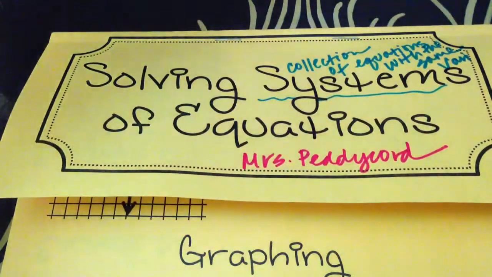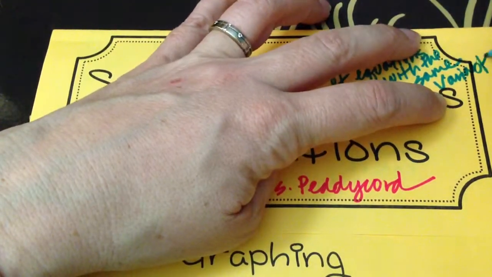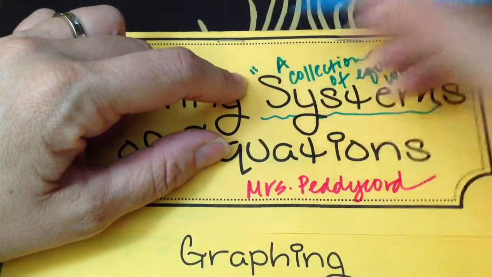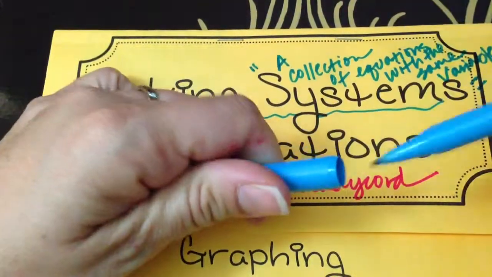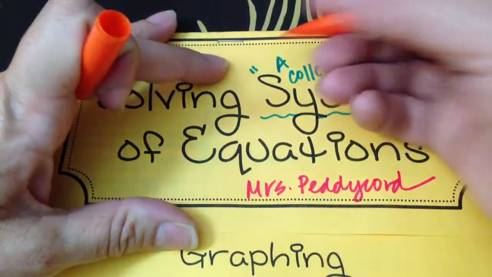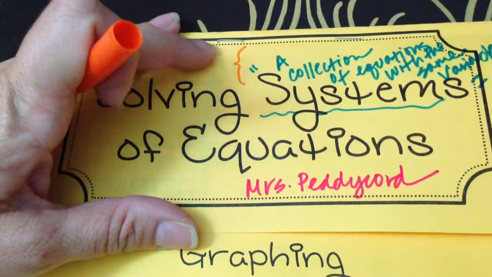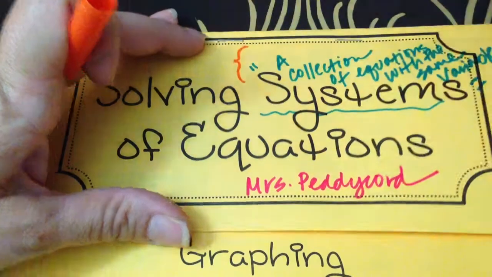With the same variables. A collection of equations with the same variables. And there's notation that we'll see when we're dealing with systems. A system of equations is gathered together with a bracket. And if you can open up your foldable, you'll see an example of what that looks like.